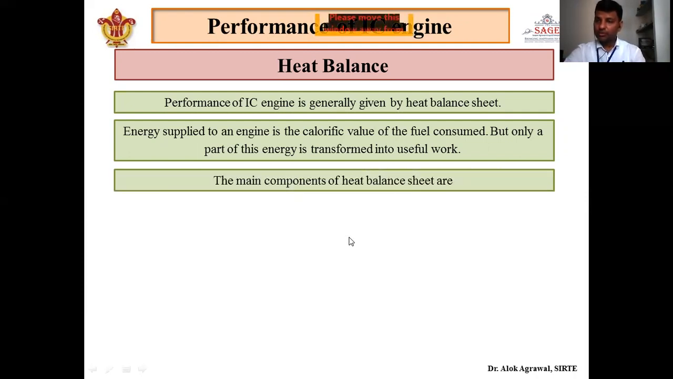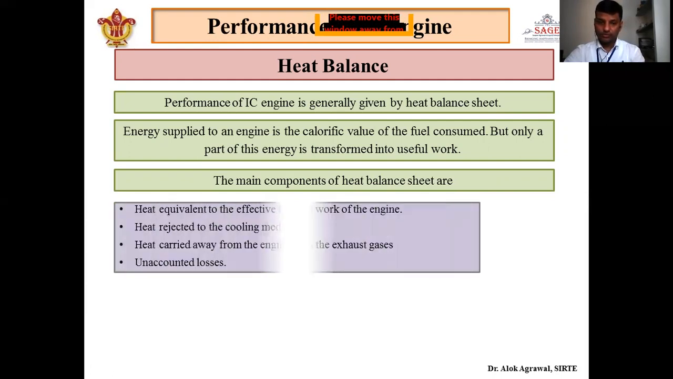So the main components of heat balance sheet: the amount of energy generated by fuel is divided mainly into brake power, which is the output of the engine, heat equivalent to the effective work of the engine. This is the output that we are getting in terms of brake power. Second, heat rejected in the cooling medium. As the engine works, cooling medium is required, and a part of heat is getting rejected into the cooling medium. So among the total energy generated by the fuel, a part of energy is consumed by the cooling medium.